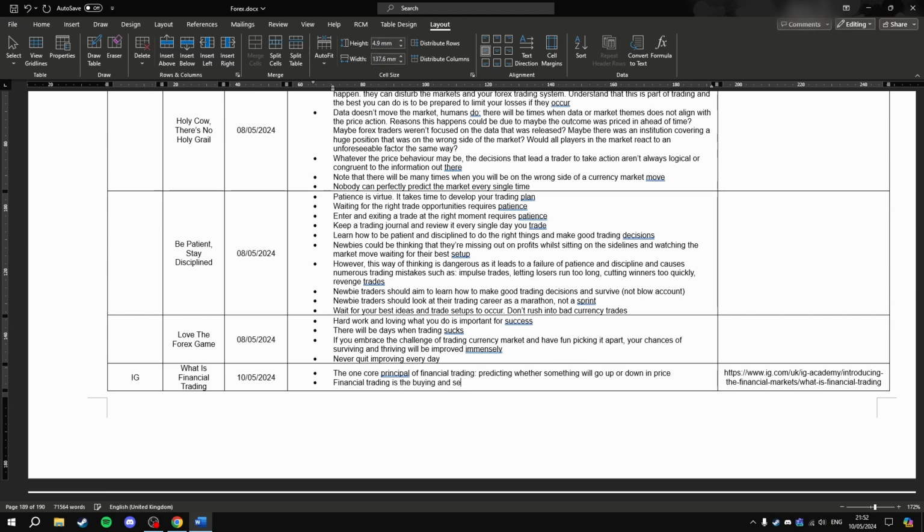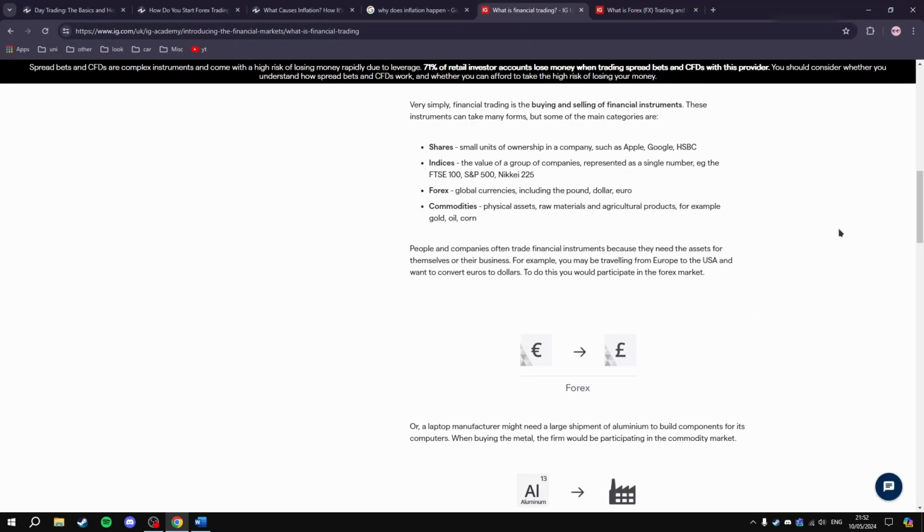of financial instruments. These instruments can take many forms, but some of the main categories are shares, small units of ownership in a company such as Apple, Google, HSBC; indices, the value of a group of companies represented as a single number, e.g. the FTSE 100, S&P 500, Nikkei 225; Forex, global currencies including the pound, dollar, euro; commodities, physical assets, raw materials and agricultural products, for example gold, oil, corn.